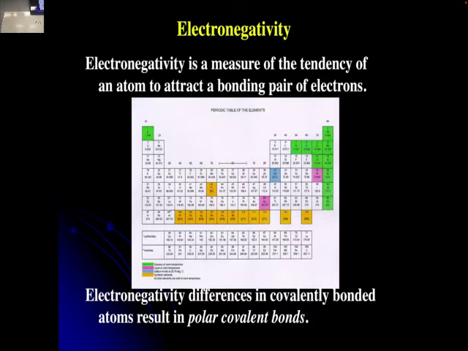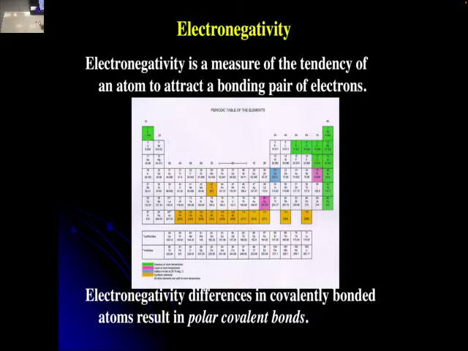And you will need to be able to look at a bond and look at the electronegativity of the atoms in that bond to determine whether or not the bond is polar or not. So for example, hydrogen fluoride, it's a covalent bond because it's sharing a pair of electrons, but is it polar covalent or is it nonpolar?